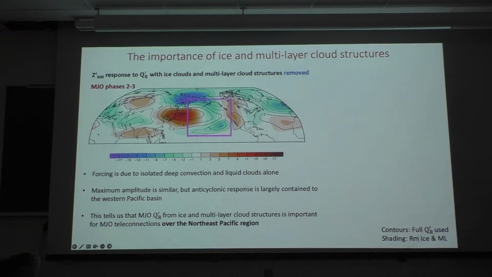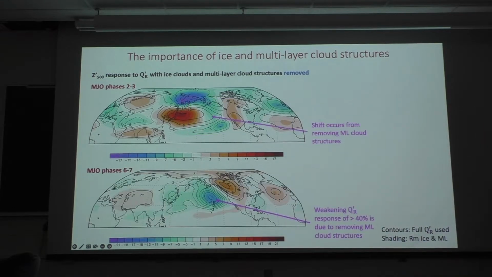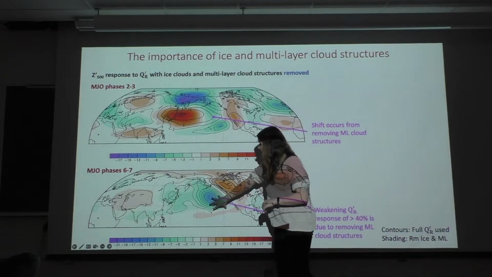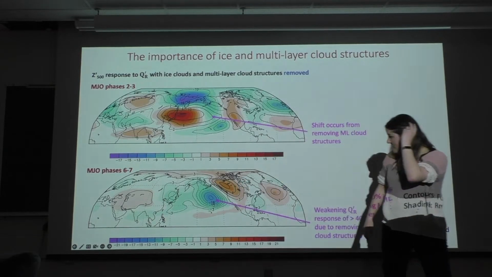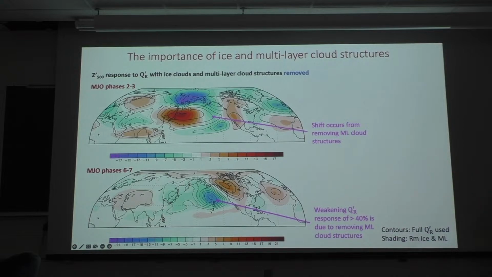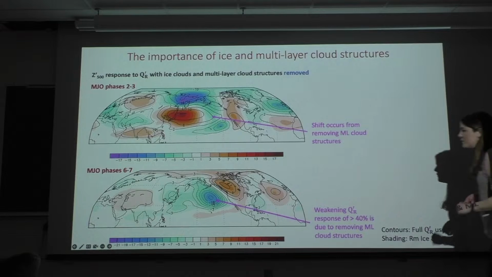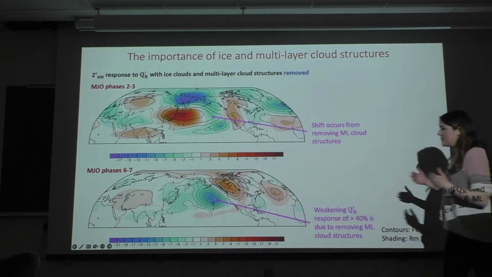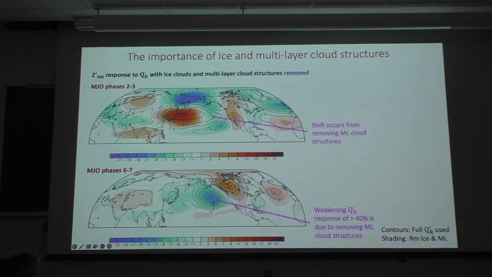Okay, so next slide, please. We do the same thing for MJO phases 6 and 7. So now here the main anomaly over the Pacific is in that Northeast Pacific region. And that is again where we see the impact of removing the ice clouds and multi-layered cloud structures. We get a pretty large weakening when we remove those clouds. If you compare the full QR, which is the contours, versus our experiment, where these are removed in the color shading, we get a reduction of about 40%.